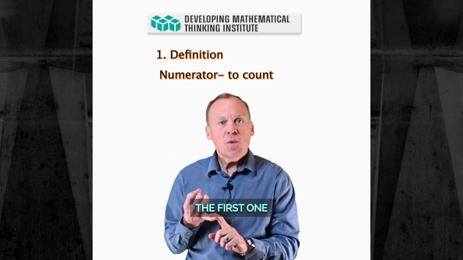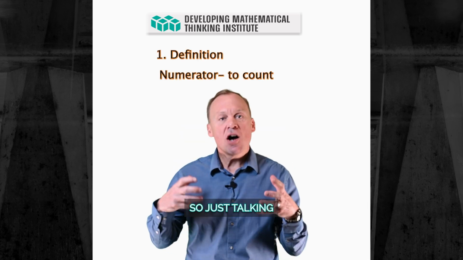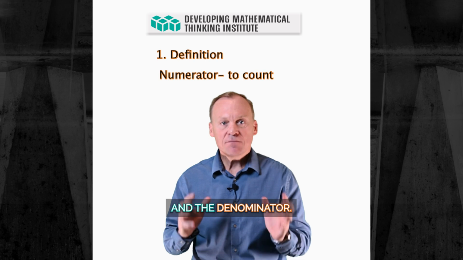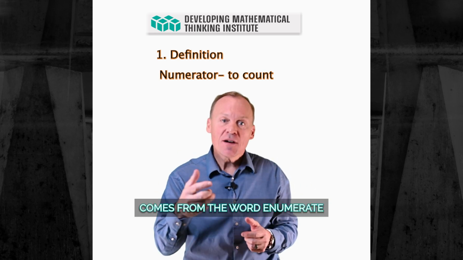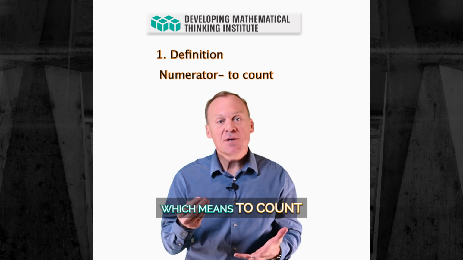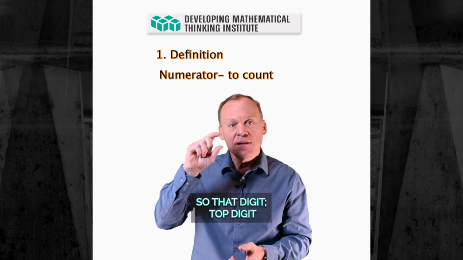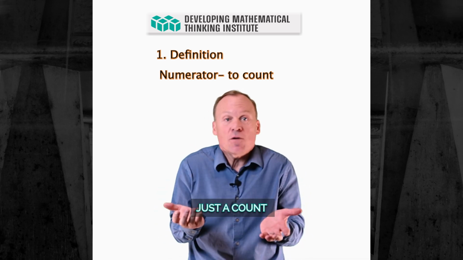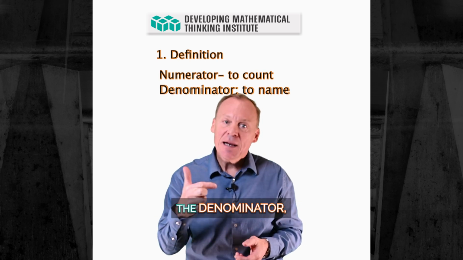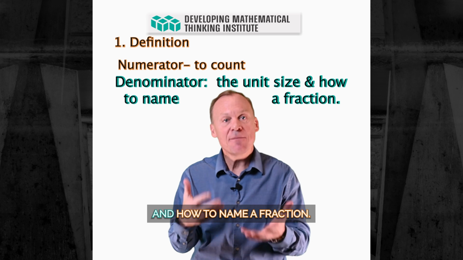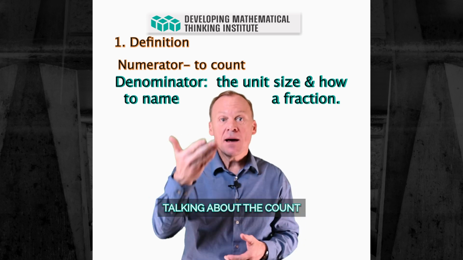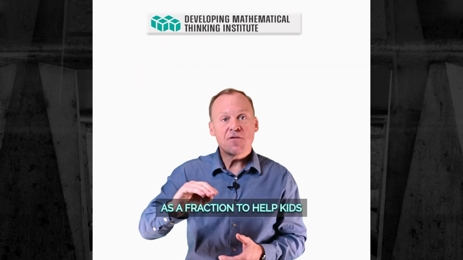Okay, the first one is the definition. Just talking about the numerator and the denominator is great, but what about etymology, where do these words even come from? The word numerator comes from the word enumerate, which means to count. So that top digit, the numerator, is just a count: 1, 2, 3, 4. The denominator, that denomination, like nombre, is to name. It's the unit size and how to name a fraction. So just talking about the count and the unit size of a fraction helps kids really have a conceptual understanding of the definition.